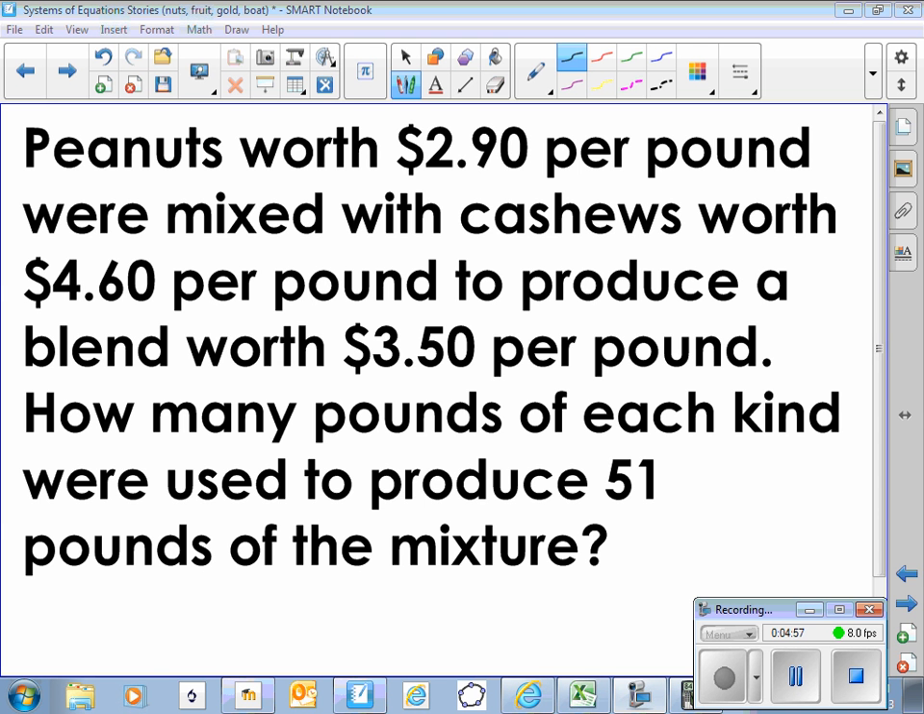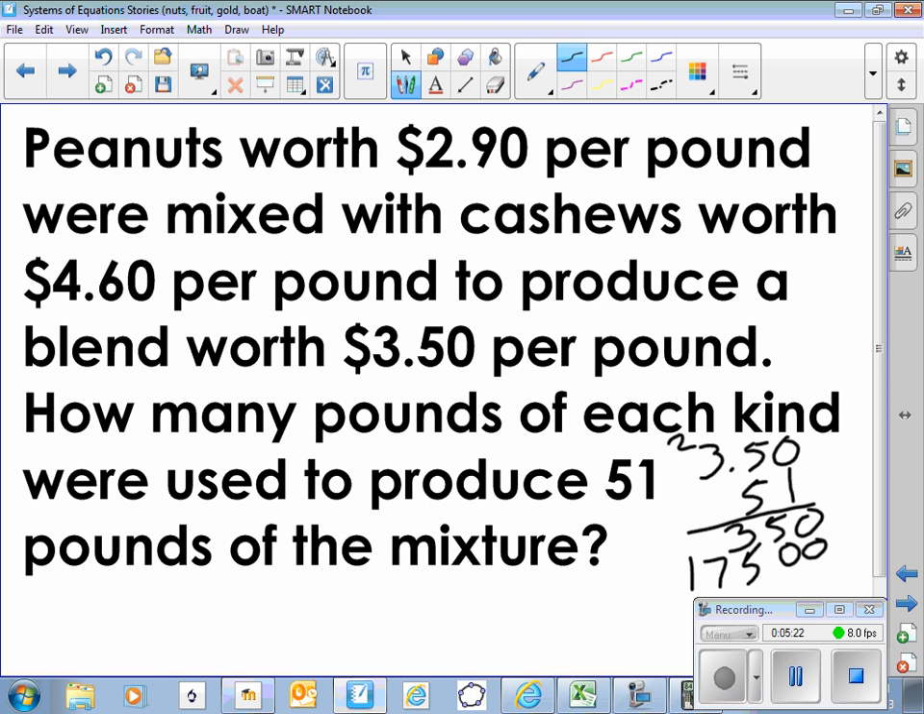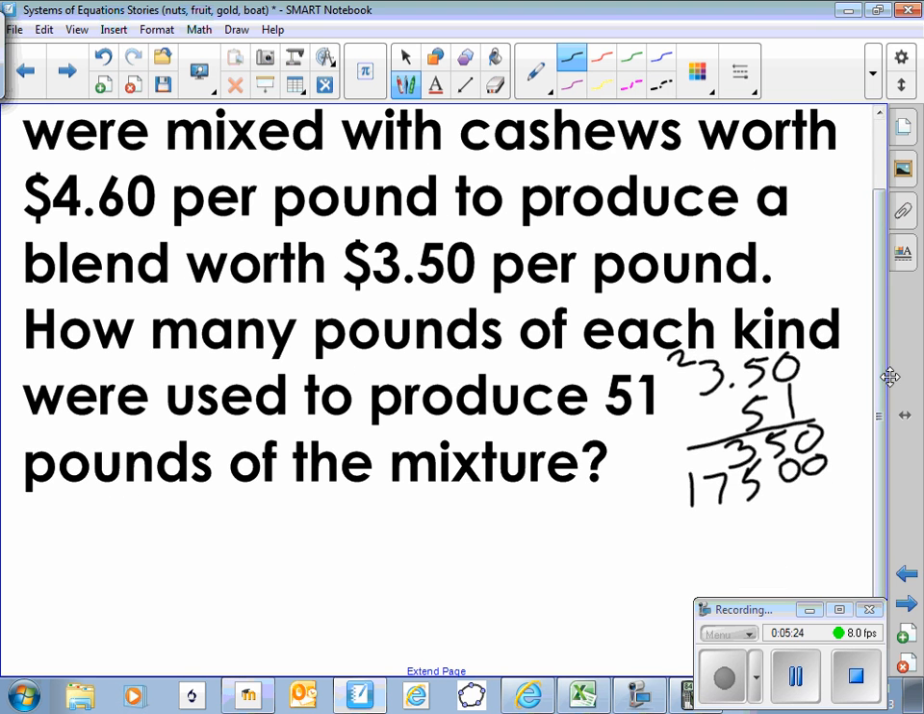However, we do know the number of pounds and the price per pound. So we could go ahead and multiply the $3.50 per pound times the 51 pounds. Scoot over 1, 5 times 0 is 0, 5 times 5 is 25, carry the 2, 5 times 3 is 15, plus 2 is 17. Add those up. There's 2 decimal places in that, so $178.50.